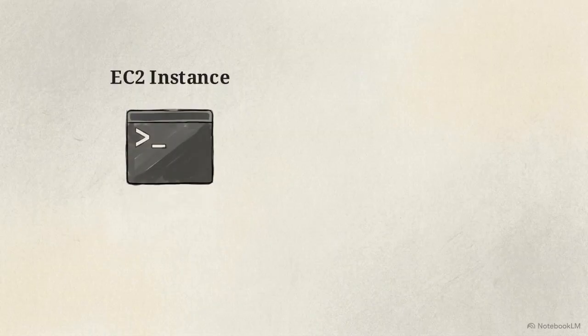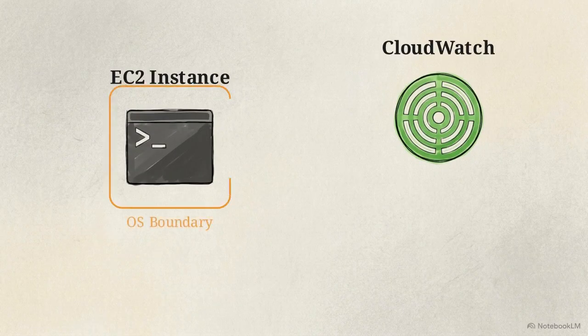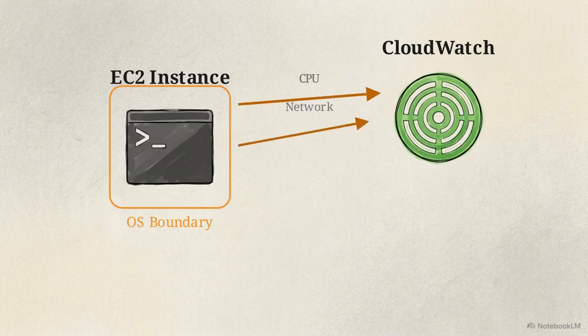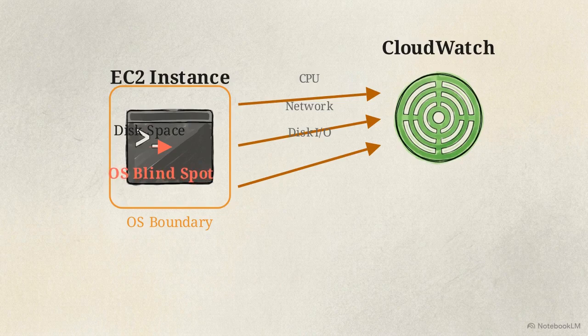Out of the box, AWS CloudWatch tracks the exterior hardware of your EC2 instances. It records CPU usage, network traffic, and disk read and write operations. But that data bounces right off the guest operating system. By default, AWS does not track internal OS metrics like remaining disk space or memory utilization.